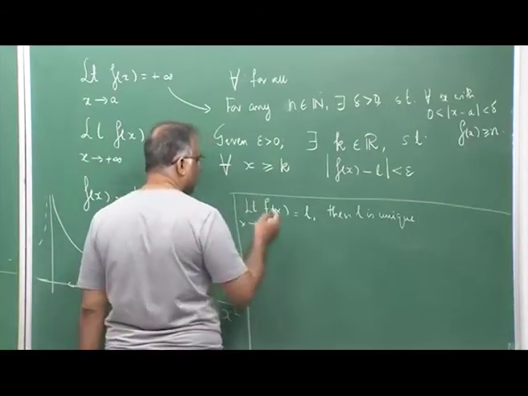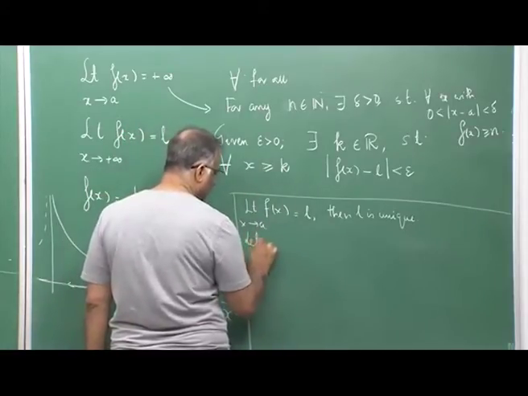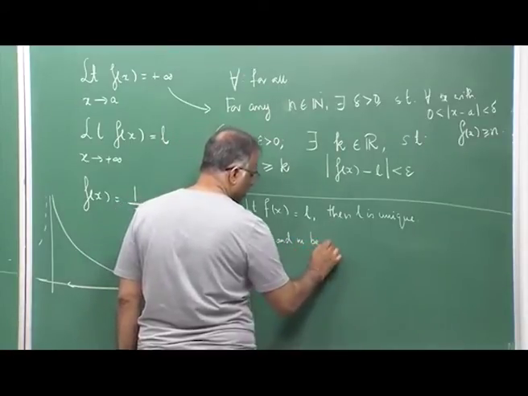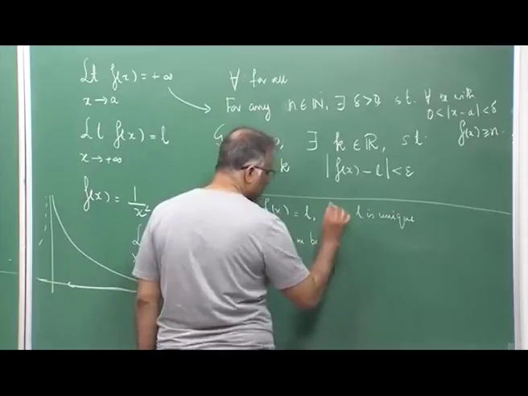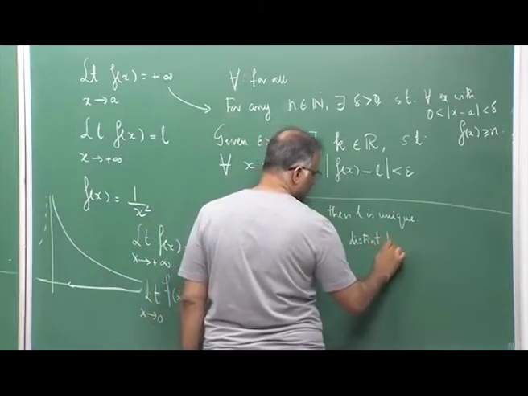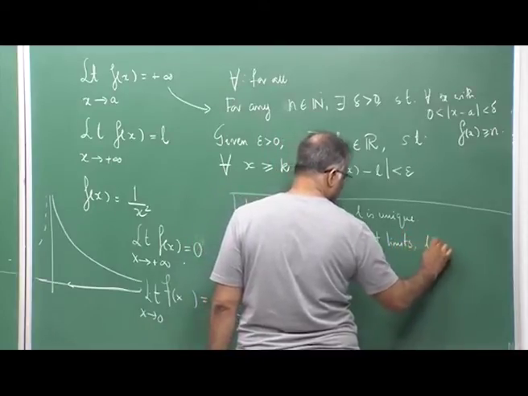Let us take that there are two limits of this. So, let L and M be two limits, two different limits, two distinct limits. So, the limit goes to L as well as M. Distinct limit means L is not equal to M.